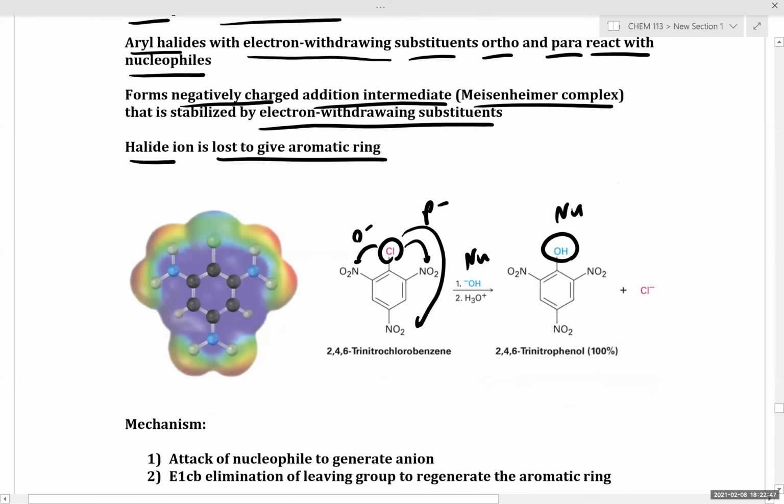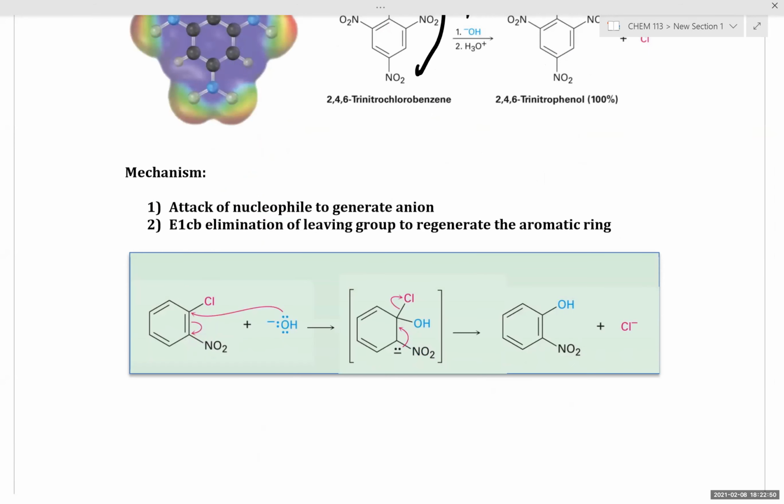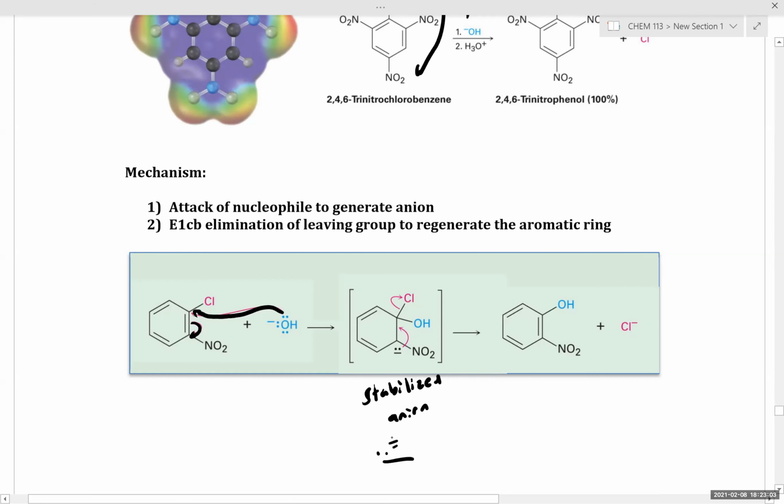Okay, so let's talk a little bit about the mechanism for this. First, we have the attack of our nucleophile to generate our anion. We're generating a stabilized anion. So if you have an anion adjacent to a nitro group, you can inherently delocalize and stabilize that anion via resonance, right? Does everyone see how we can take an anion adjacent to a nitro group and stabilize it and delocalize it into our nitro group via resonance? Does that idea make sense?